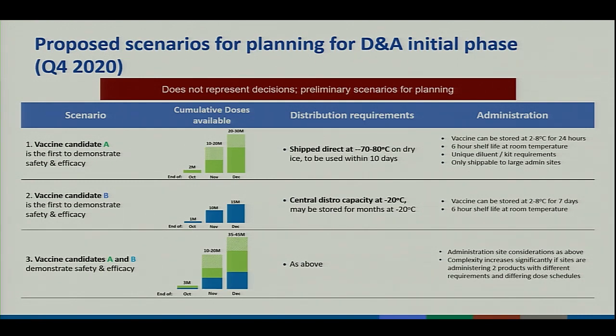This vaccine could be distributed at minus 20 degrees Celsius and stored for 7 days at 2 to 8 degrees Celsius. In scenario 3, both vaccines A and B demonstrate safety and efficacy, and doses would ramp up with potentially 35 to 45 million doses available by the end of December 2020. Next slide.